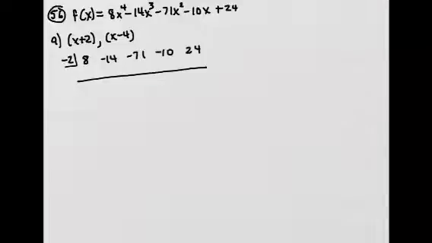So I have the list of coefficients in order from highest degree to lowest degree term. And so remember, you bring down the 8, you multiply the 8 with a negative 2 and put the answer right here. Then we combine the negative 14, negative 16, you get negative 30. And then negative 30 times negative 2 is 60. Combine the negative 71 with 60, you get negative 11. Multiply negative 11 by negative 2, you get 22.